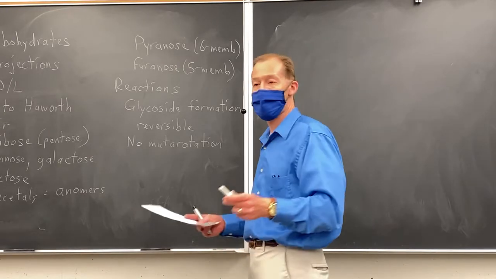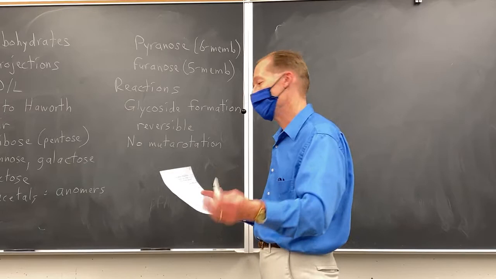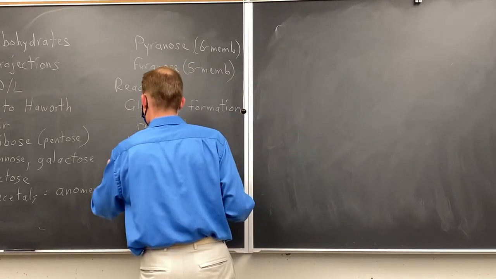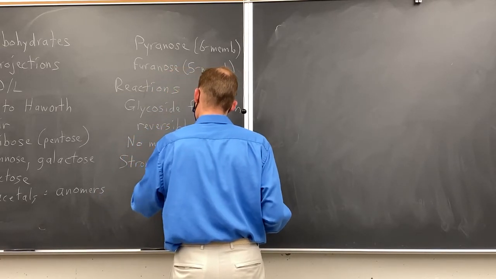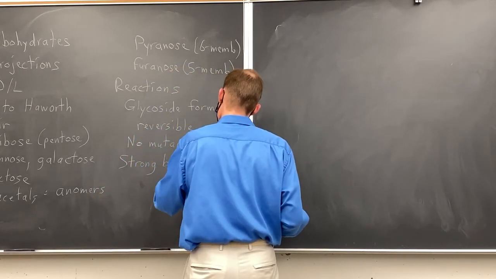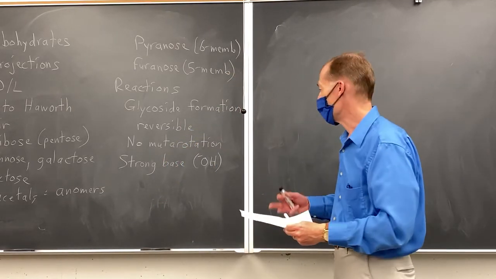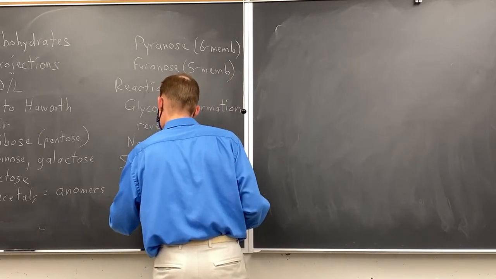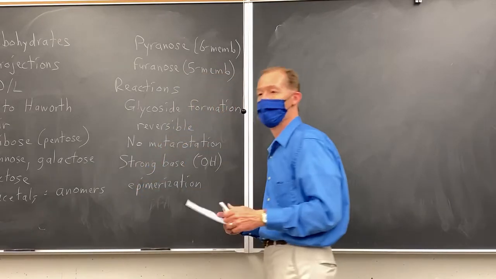We then talked about something that was not in the chapter, but came up in one of the homework problems at the end of the chapter. And that is the reaction of monosaccharides with strong base, such as hydroxide. We talked about how this can cause epimerization, or the formation of epimers.